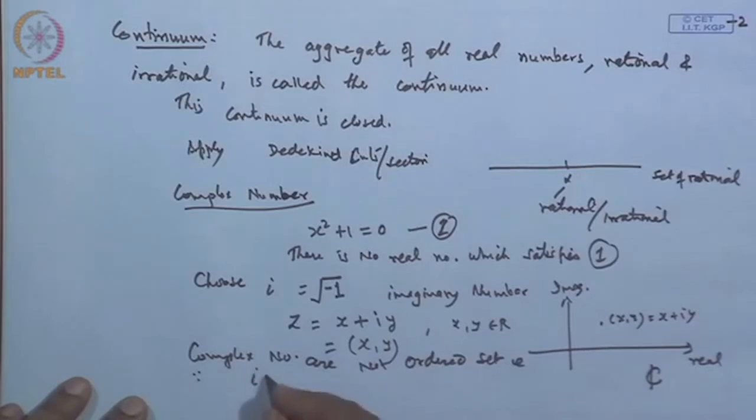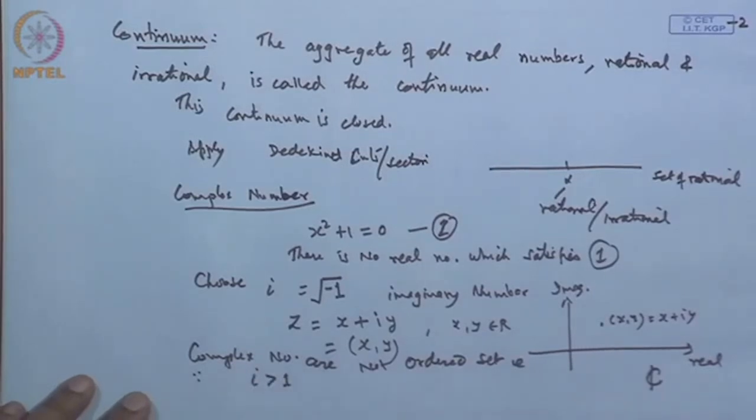Except when equal to, of course: when you say Z1 is equal to Z2, we assume the real part is equal to real, imaginary part is equal to imaginary. But otherwise, greater than or less than will not be defined. In fact, we did a contradiction, because suppose there is an ordering defined. Suppose i is greater than 1. So, i is a complex number, and 1 is also a complex number, because 1 can be written as 1 plus i0.